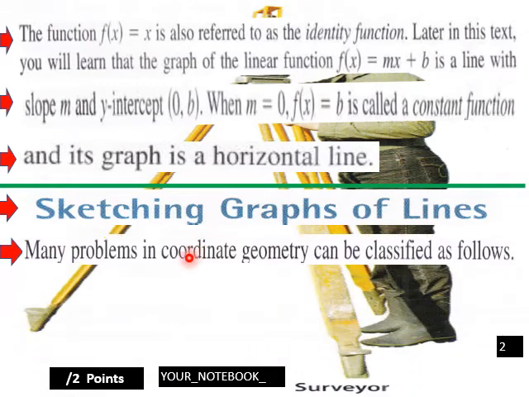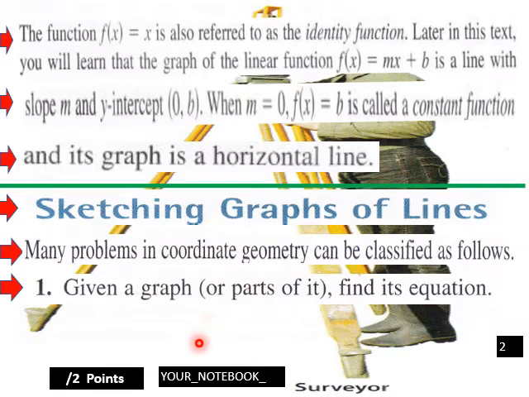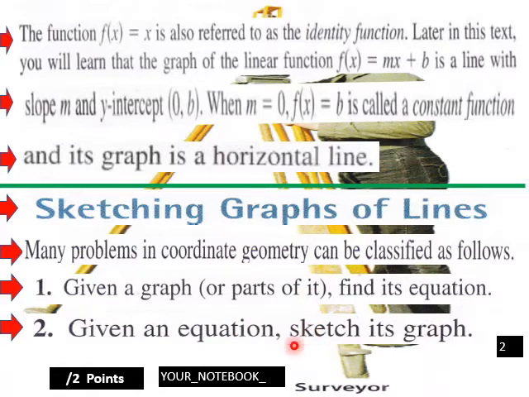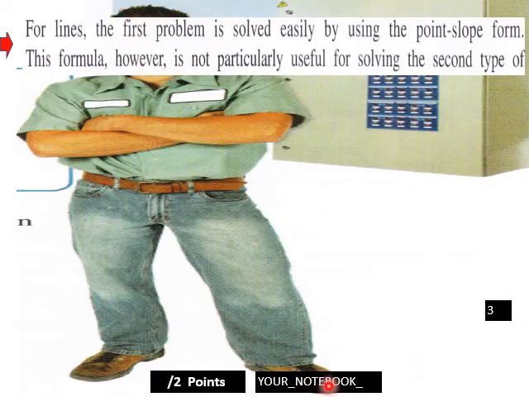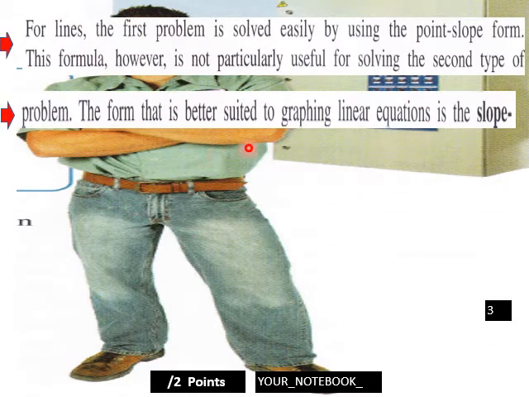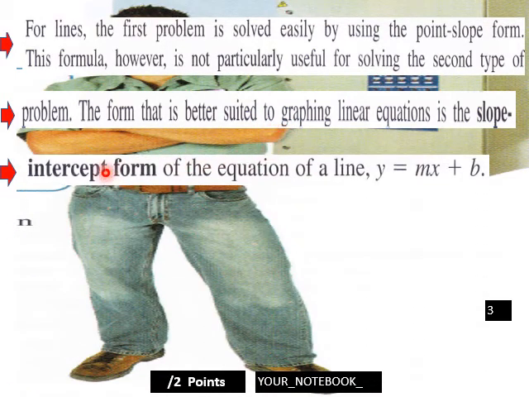So sketching graphs of lines. So many problems in coordinate geometry can be classified as follows. Number 1, given a graph or parts of it, find its equation. Number 2, given an equation, sketch its graph. So when we have those two conditional situations, notebook page 3, for lines, the first problem is solved easily by using the point-slope form. This formula, however, is not particularly useful for solving the second type of problem. The form that is better suited to graphing linear equations is the slope-intercept form.